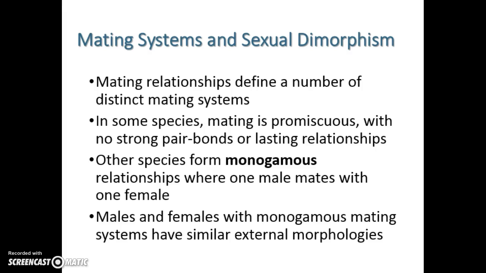And those in promiscuous mating systems actually have very different external morphologies. When I talk about morphology, that is the outward appearance of the different genders. For example, a peacock, where the male is very brightly colored and the female is not. That is an example of a promiscuous mating system where there is no strong pair bonding occurring, as opposed to, for example, penguins, where pair bonding does occur. If you look at a male and a female penguin, there's not a lot of difference in how they appear on the outside.